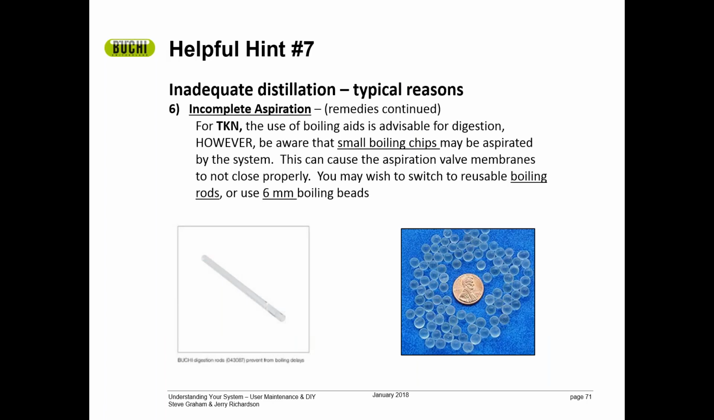One of those very interesting things, if you're doing TKN and you're using boiling chips, we see this quite often. If you're using boiling chips, the smaller boiling chips can be aspirated up into the system when you do aspiration, and they can be lodged in the valve, which will cause the valve to malfunction. What you need to do is use boiling aids, but you need to use a boiling rod or a boiling bead bigger than 6 millimeter.